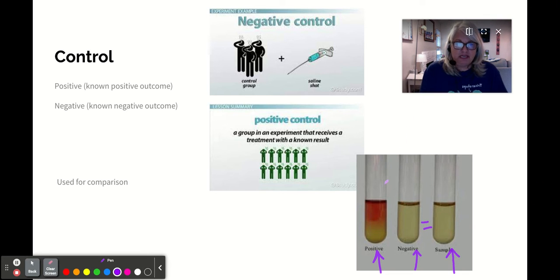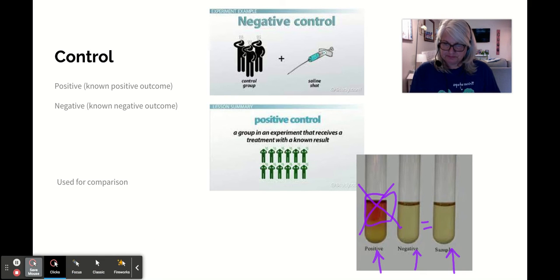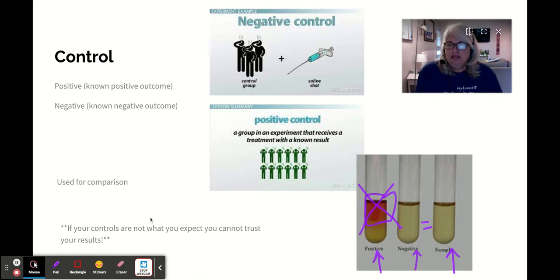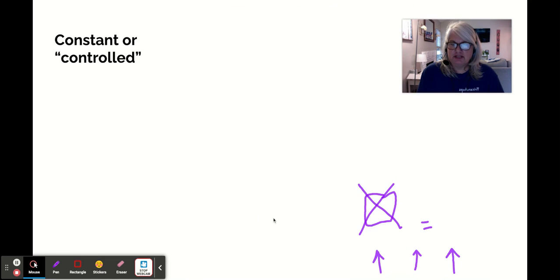However, what if my positive sample did not turn red? If that were the case, and this was also not turning red, I still could not trust those results because my test didn't work. So we'll talk more about that in class for sure. Like I said before, this is just reminding you, if your controls are not what you expect, you cannot trust your results. Okay, so we'll go into that more in detail when we're designing our experiments.